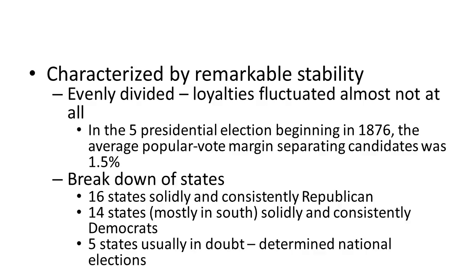When it came to the states that really determined the electoral votes, 16 states solidly and consistently voted Republican, whereas 14 mostly southern states were solidly and consistently Democrat. There were only about 5 states in doubt, and those were determined in national elections. And again, in those national elections, the margin was under 2%.